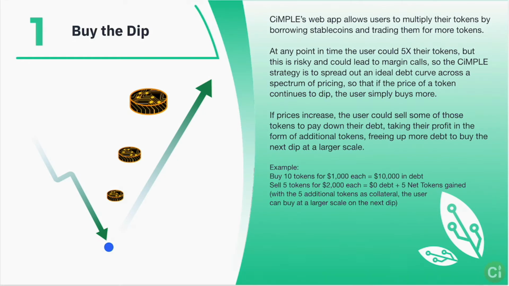This is the second video in the CiMPLE Strategy series. This one, we're getting into the specifics of buying the dip. The last video was just sort of covering how all of the pieces fit together. Buying the dip is the main thing, and if you watch the last video, you'd understand that everything else is sort of centered around this core strategy. This is the most important one.